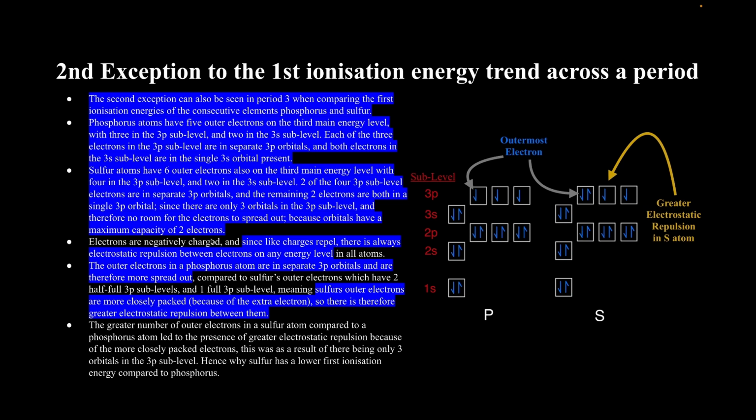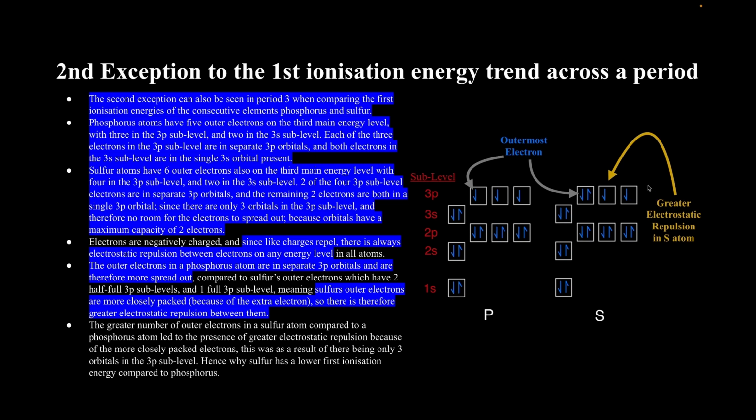Electrons are negatively charged, and since like charges repel, there is always electrostatic repulsion between electrons on any energy level in all atoms, be it in the main energy level or in the sub-energy level. But the repulsion between electrons in sub-energy levels and in orbitals is greater than that between electrons in main energy levels. These 3 outer electrons in a phosphorus atom are in separate 3p orbitals and are therefore more spread out, compared to sulfur's outer electrons, which have 2 half-full 3p orbitals and 1 full 3p orbital, meaning sulfur's outer electrons are more closely packed because of the extra electron, so there's therefore greater electrostatic repulsion between them.